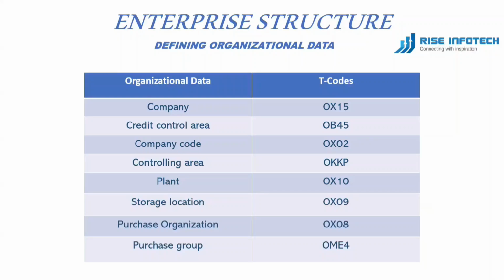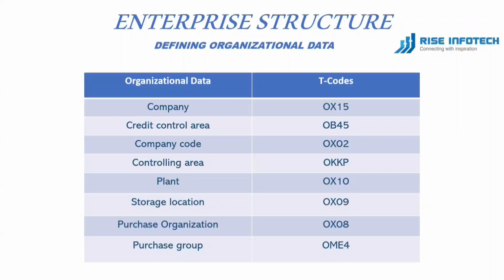We have organizational elements in MM also. Those are plant, storage location, purchase organization, and purchase group. Plant is an operation area in an organizational unit. It is a manufacturing unit, and the T code was OX10 and the table was T001W. And the storage location, where we are storing the materials, the T code was OX09 and the table was T001L.